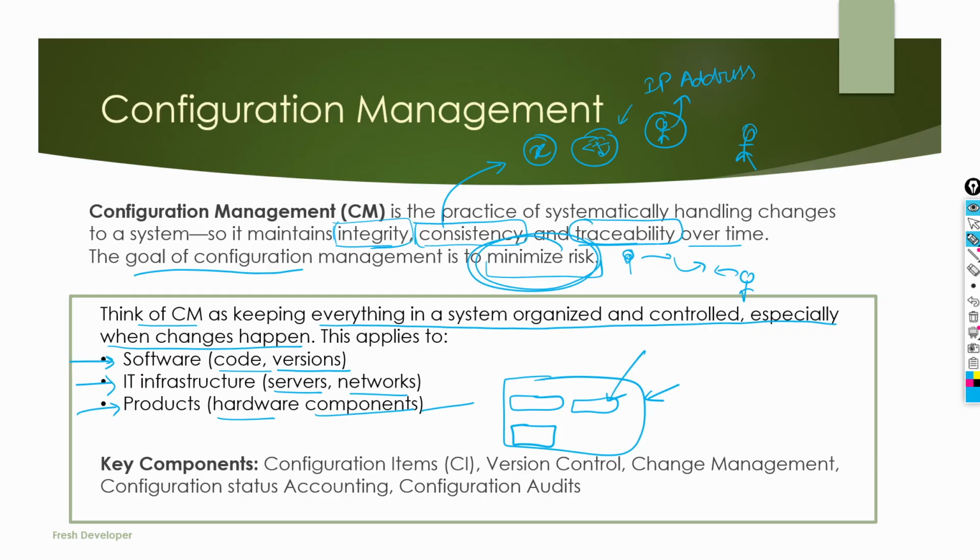There are some key components here. One of them is a configuration item, that is CI. I will explain this in the next slide. Version control is from which version to which version we are going, and what the requirement or purpose of that is.